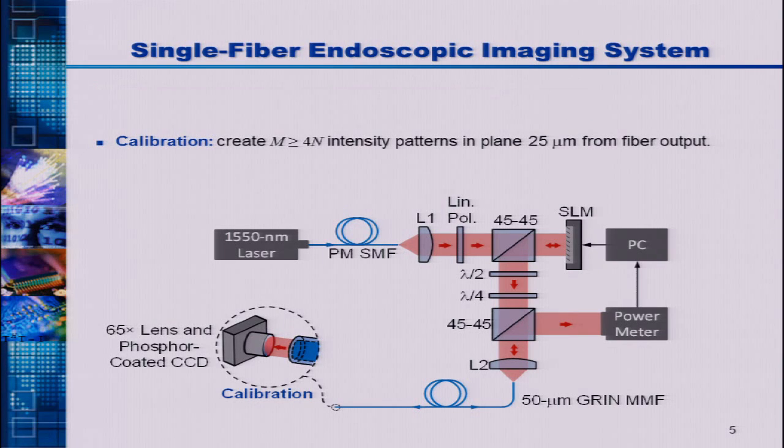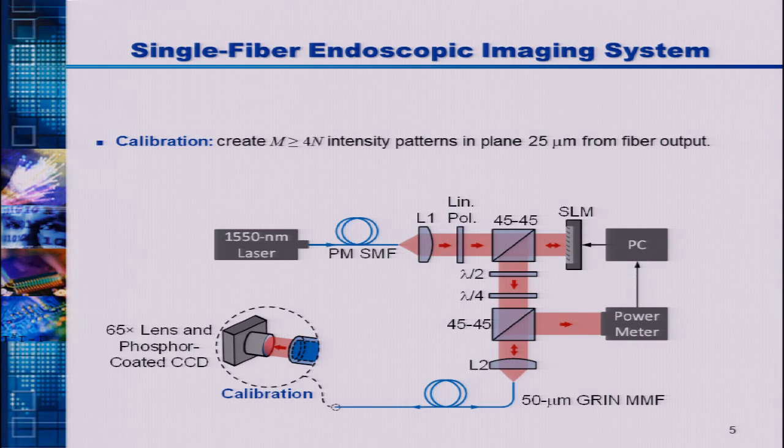Now, first we go through a calibration stage, and in the calibration stage, what we do is we put different patterns on our spatial light modulator, and for each pattern, we put a CCD camera at the output, and we measure the intensity pattern coming out of the end of the fiber. And the number of patterns that we use is M, and it needs to be at least 4 times the number of modes that propagate in the fiber, because somehow magically we're able to resolve 4 times 4n pixels in our image. Okay, we're able to record information that can't pass through the fiber.